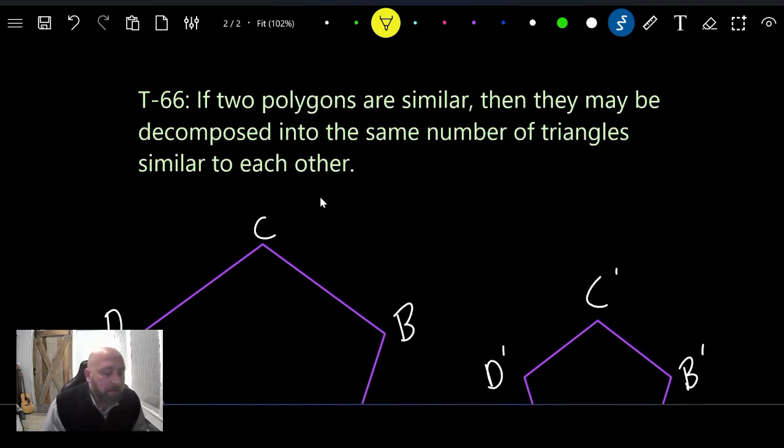All right, next, let's go down here to Theorem 66. If two polygons are similar, then they may be decomposed into the same number of triangles similar to each other.